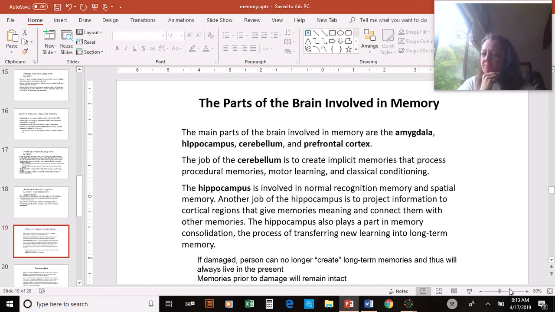And I briefly mentioned our amygdala. And so we're just going to take a few minutes and look at these different parts of the brain involved in memory. So we have the cerebellum. And we know that the cerebellum helps us create those implicit memories. It helps us with those procedural memories. It helps us with learning motor skills.